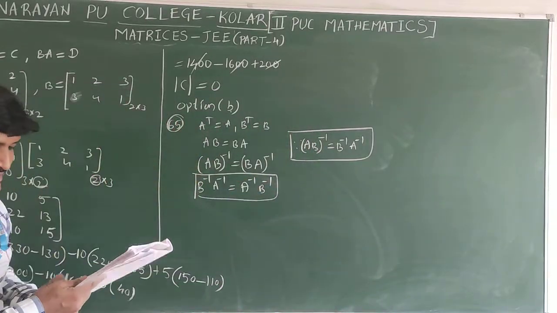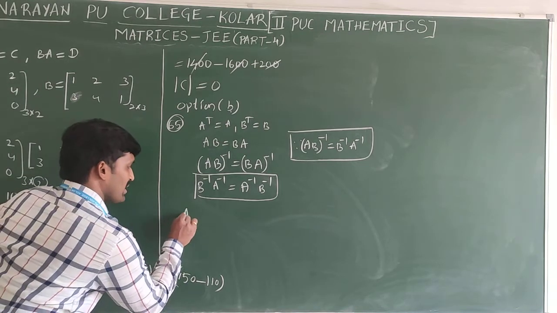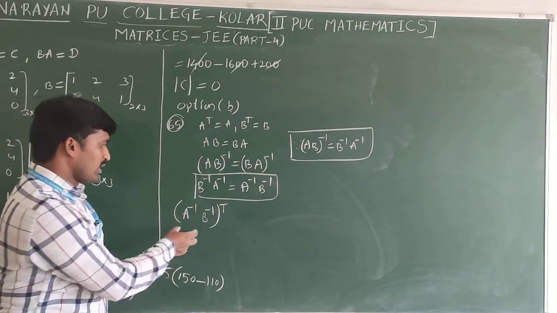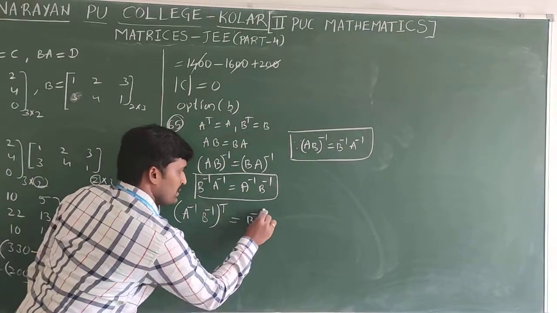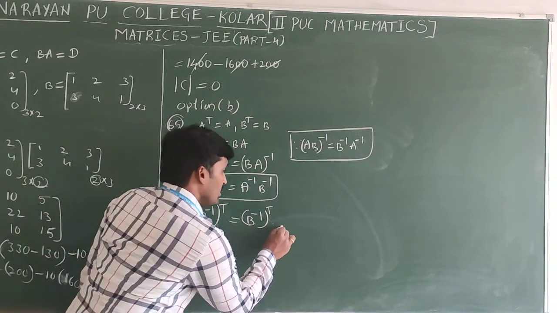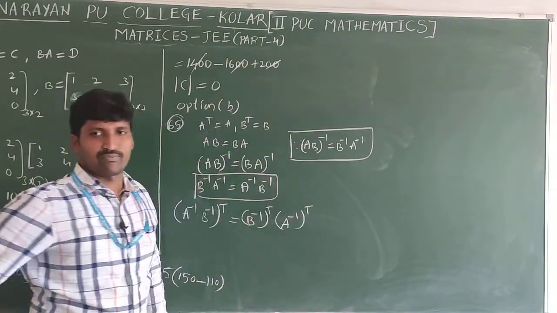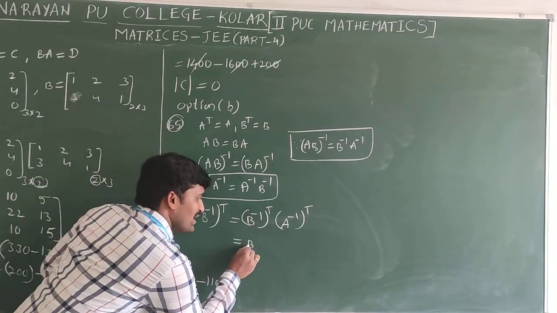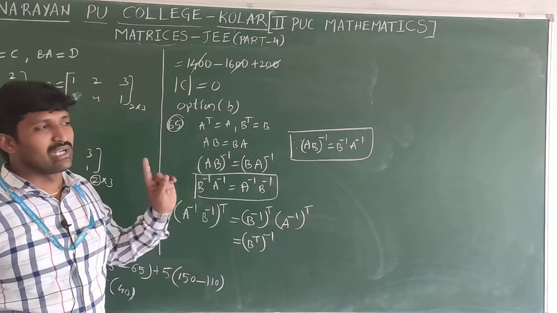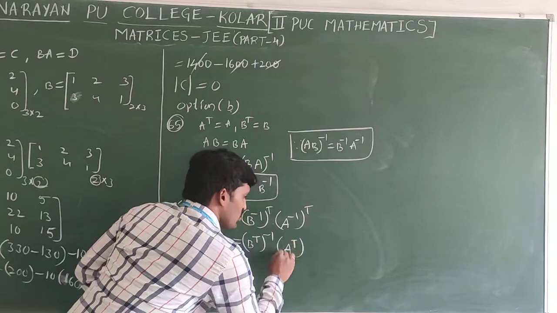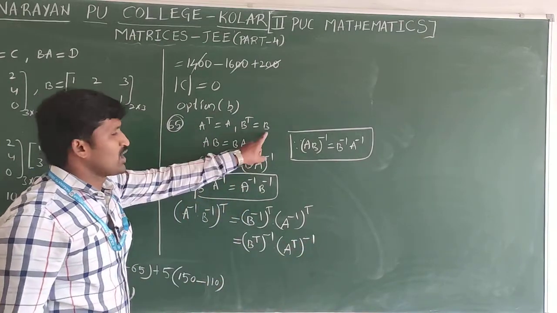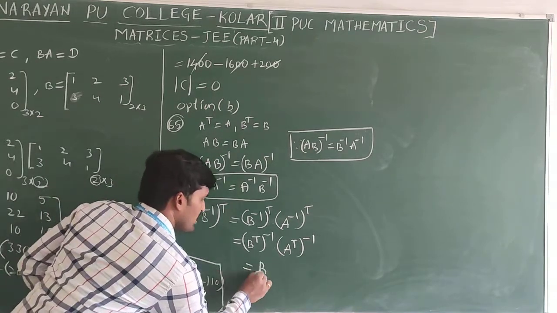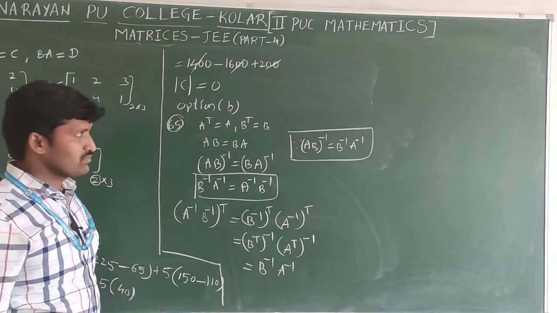Now what are they asking? They're asking about A inverse into B inverse, which matrix is it? Take the whole transpose. Now we know the formula for A into B whole transpose, what? B inverse whole transpose into A inverse whole transpose. Here the condition, we can interchange these two. So I will write this one as B transpose whole inverse also. Both are the same only. Next, A transpose whole inverse. B transpose value we already know is B. A transpose is what? A. That's why this will be B inverse into A inverse.